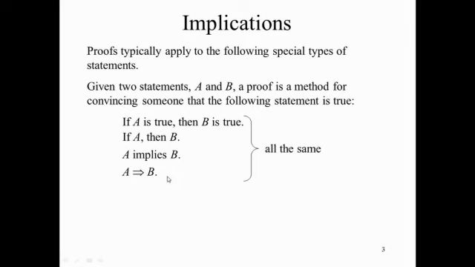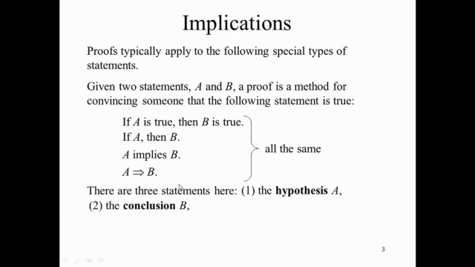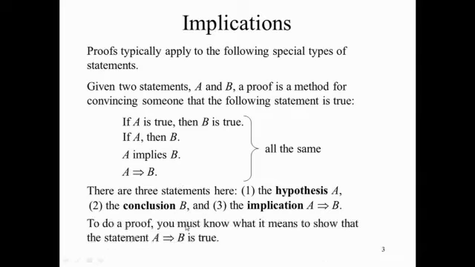What's important here is for you to realize that there are really three statements. The statement A, which is called the hypothesis, the statement B, which is called the conclusion, and the statement A implies B. If you want to prove that the statement A implies B is true, then you need to know under what conditions the statement A implies B is true. It seems reasonable that the truth of A implies B should depend on whether A and B themselves are true.